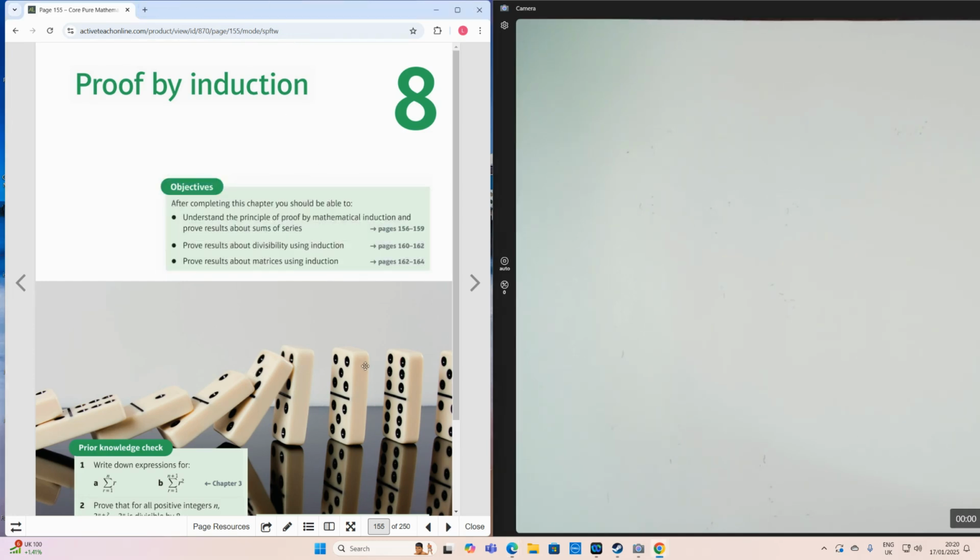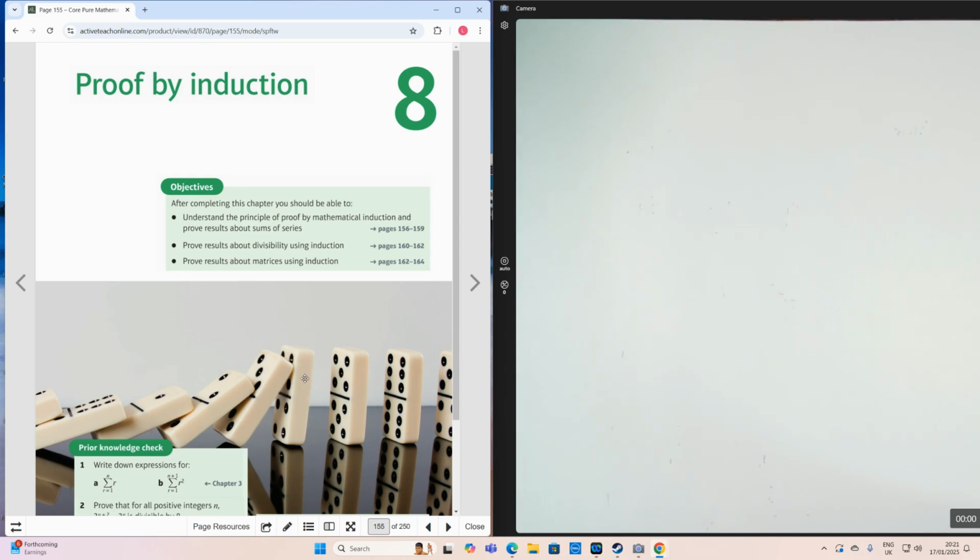Now, I really love this image that they've got here of these dominoes falling over, because this really nicely illustrates the idea of proof by induction. So what proof by induction says, in a nutshell, is as follows. This is just a real simplistic overview before I get into the more complicated maths. Proof by induction says the following.